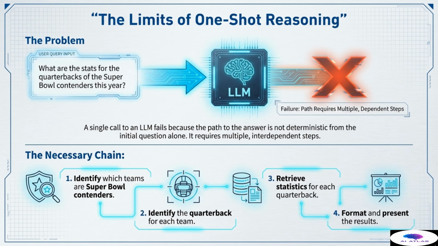It requires multiple, sequential, and highly interdependent steps that involve interacting with external data sources. The LLM cannot simply predict the outcome. It must act to find the information. Therefore, the task must be broken down into the necessary chain. We first need to identify which teams are the contenders, then identify the quarterback for each team, then retrieve the specific statistics for those quarterbacks using tools, and finally, format and present the results in a coherent report.